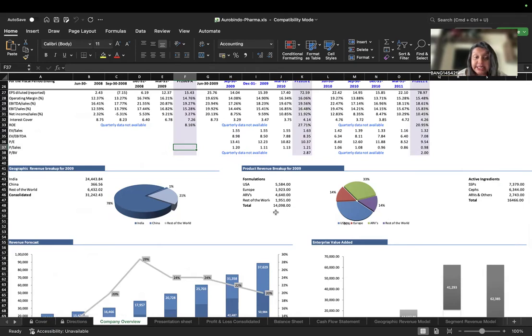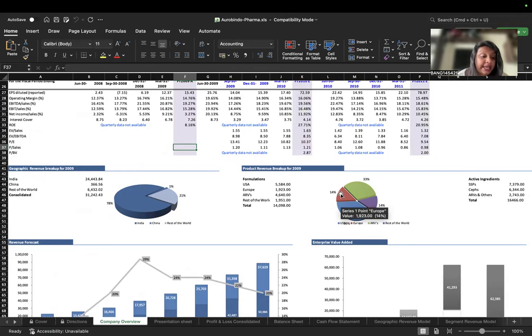As you notice, in 2009 APIs were the largest segment. However, the formulations are likely to replace them going forward. So this is a crucial forecast, and we'll watch for the next projection.